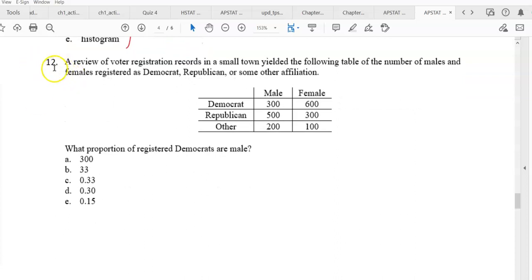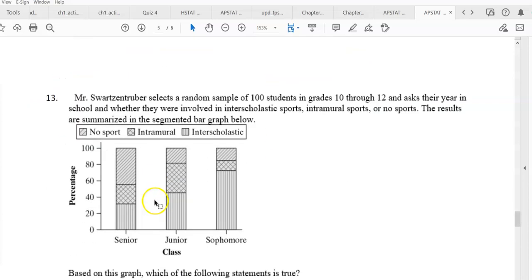We're getting there. A review of voter registration records in a small town gives the following table: the number of males and females registered as Democrat, Republican, or some other affiliation. What proportion of registered Democrats are males? So, of registered Democrats, I'm only looking at the Democrats. I'm looking at these folks. There are 900 of those folks. So what proportion are male? 300 out of 900. I think I know that one without using my calculator. But you could use a calculator.